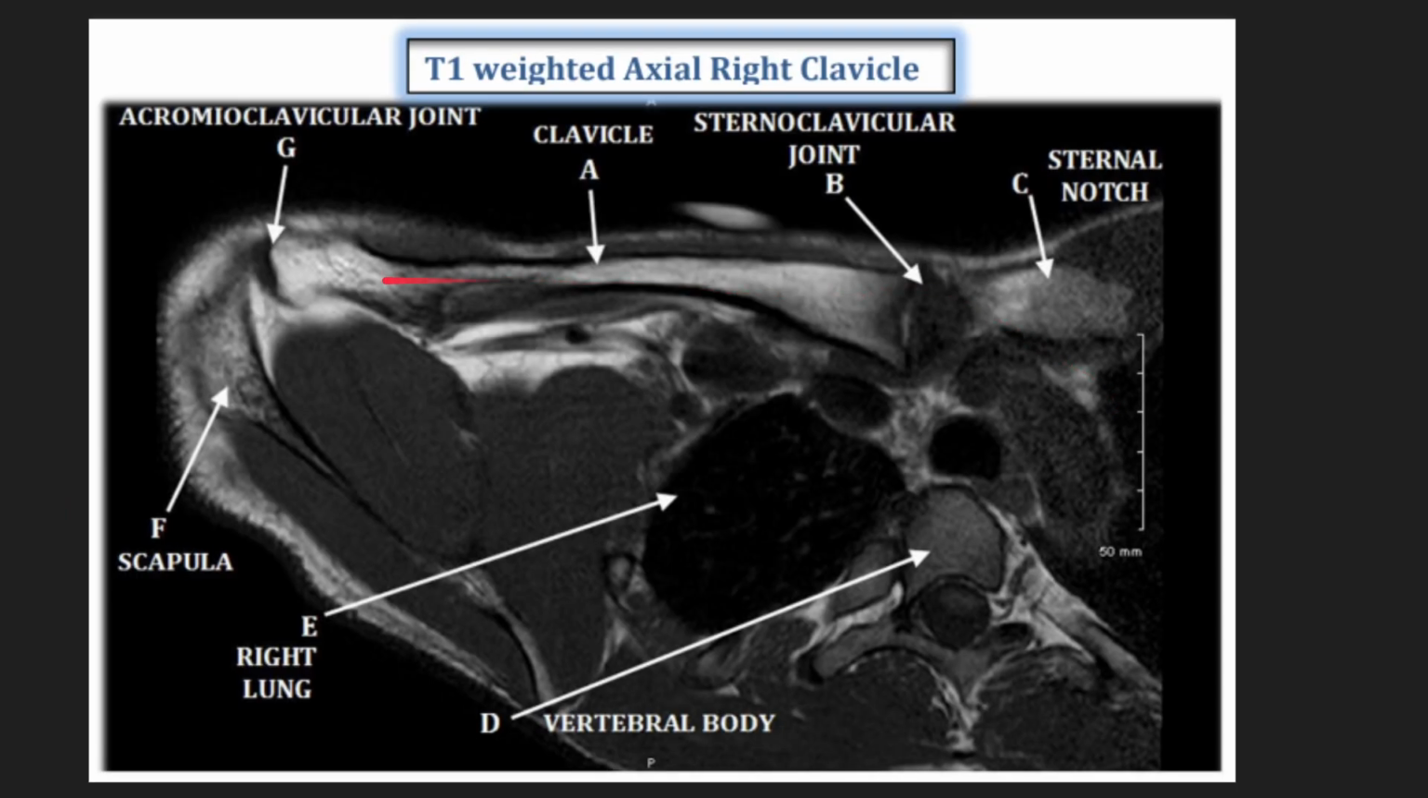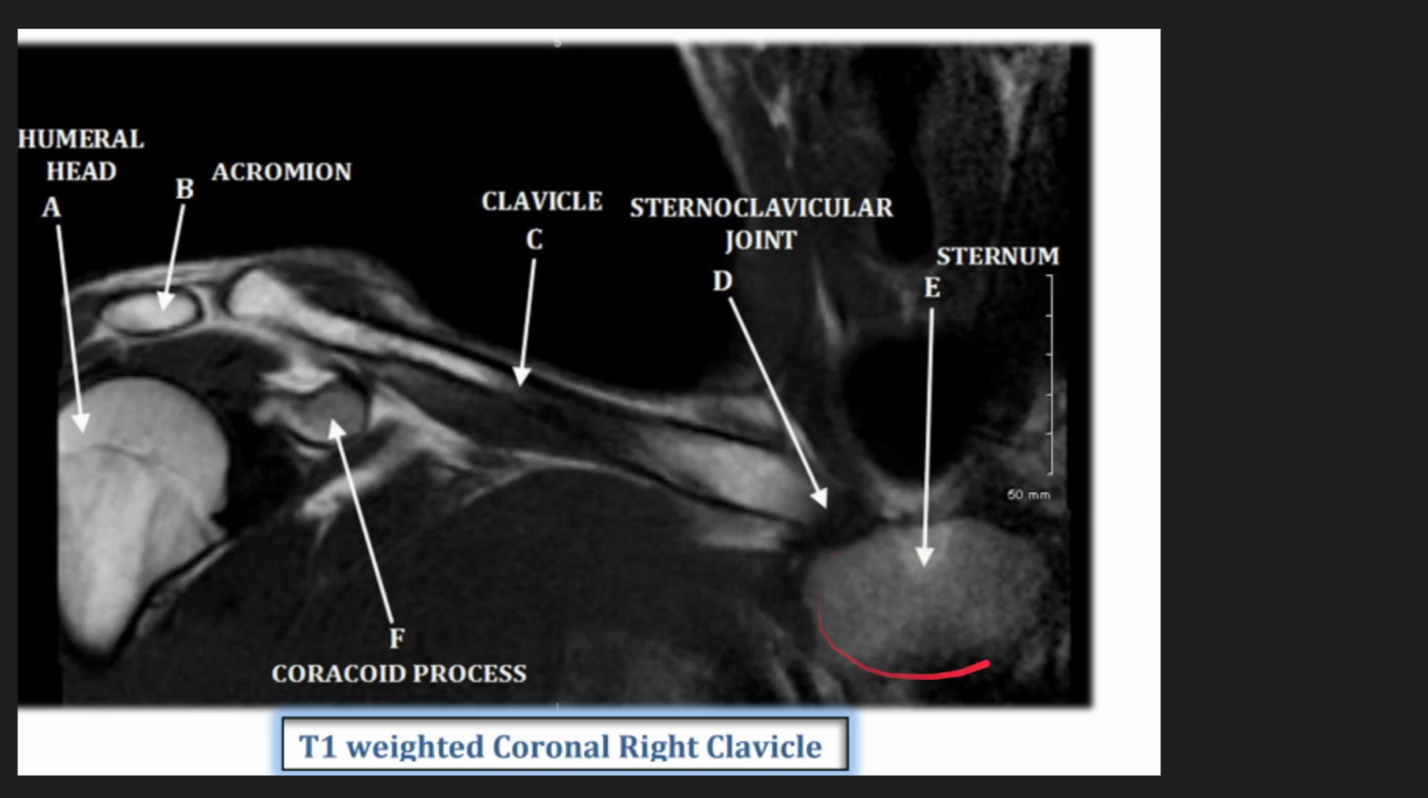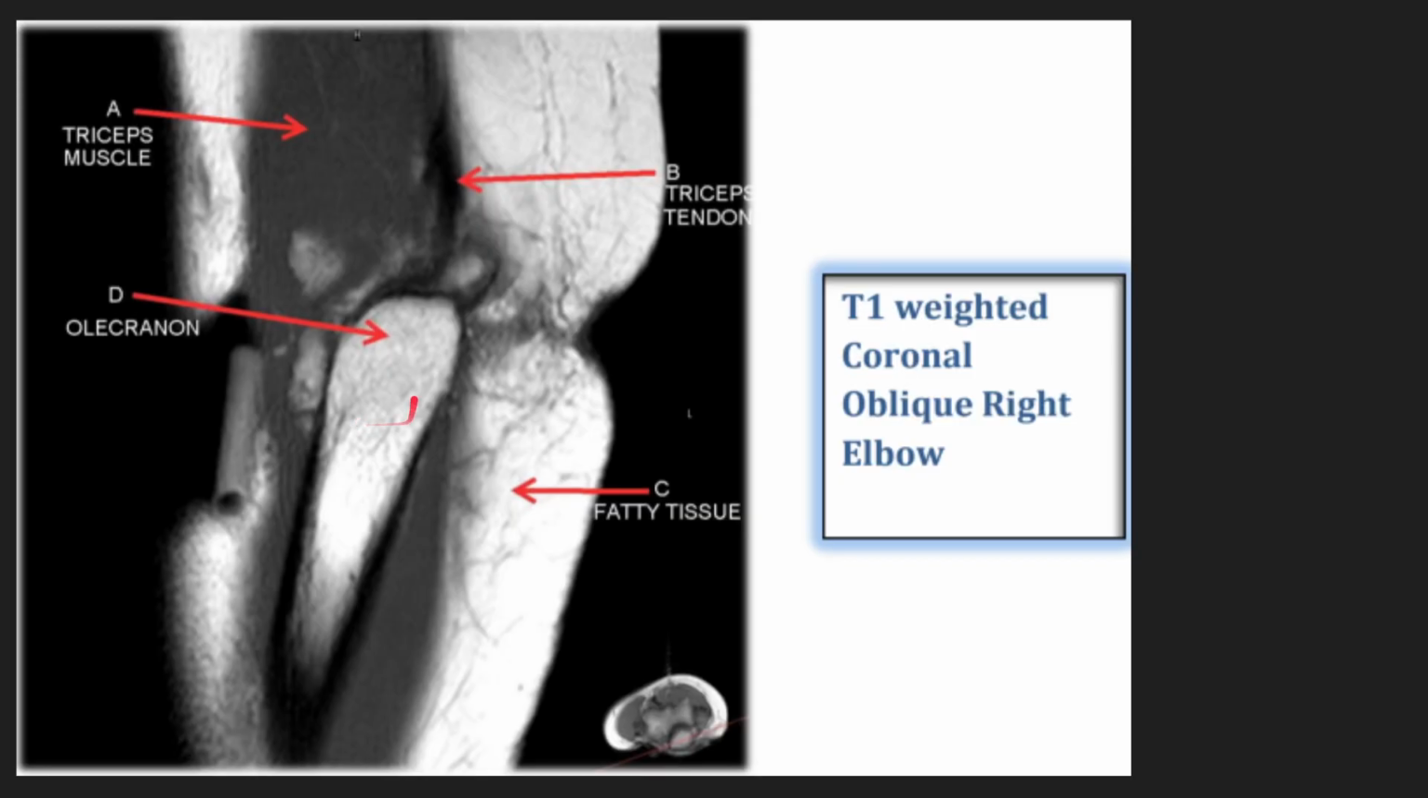Here you have the clavicle, SC joint, sternal notch, up to the acromioclavicular joint, and scapula, the right lung with the vertebral body. Sternum here, clavicle again, SC joints, acromion, right there, humeral head, coracoid process.